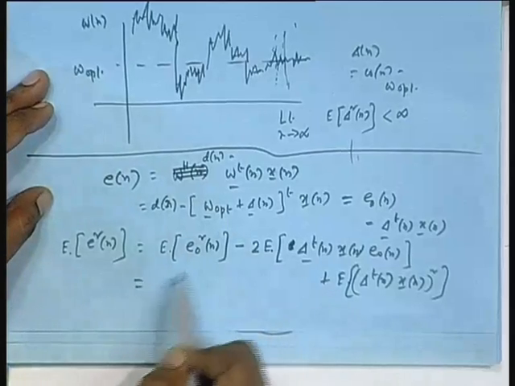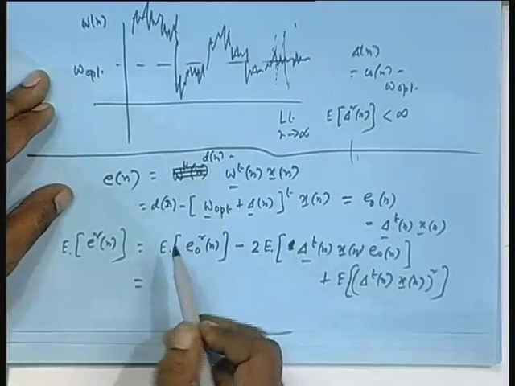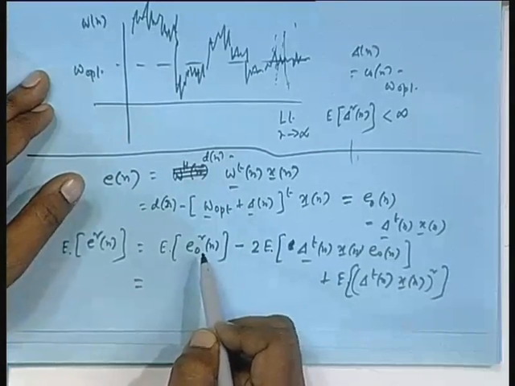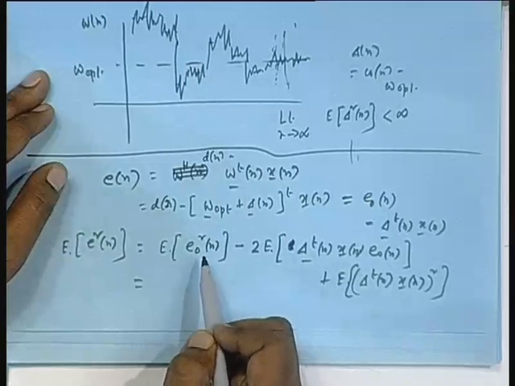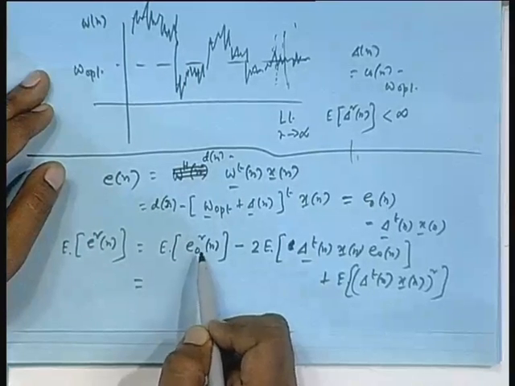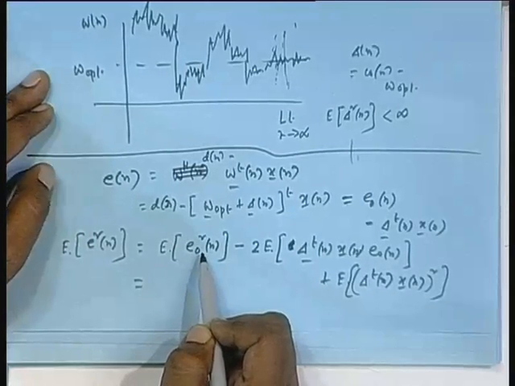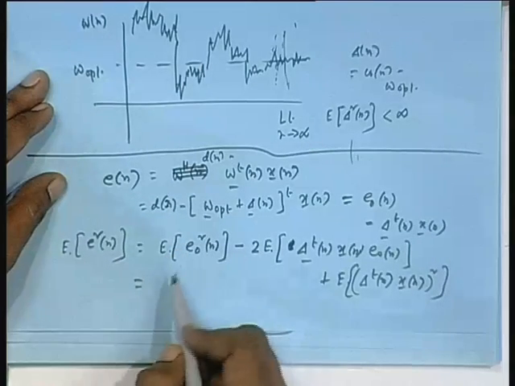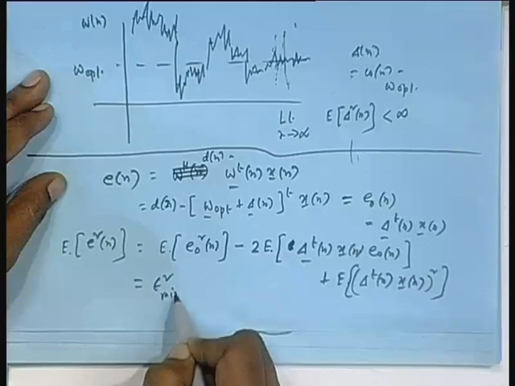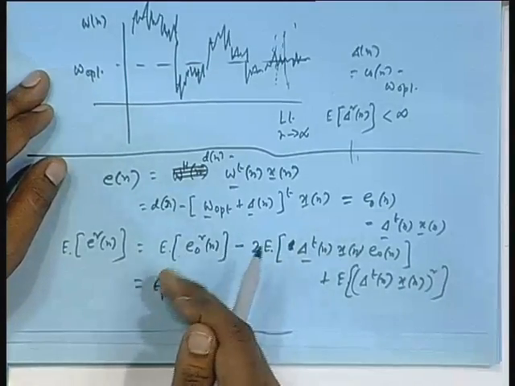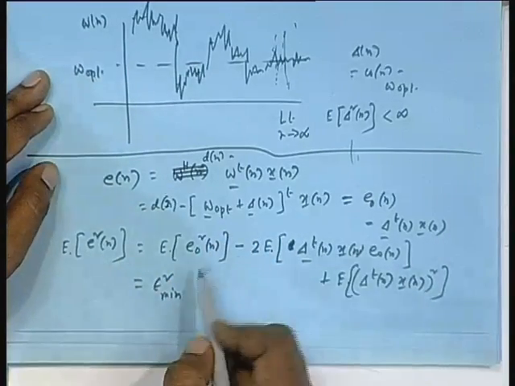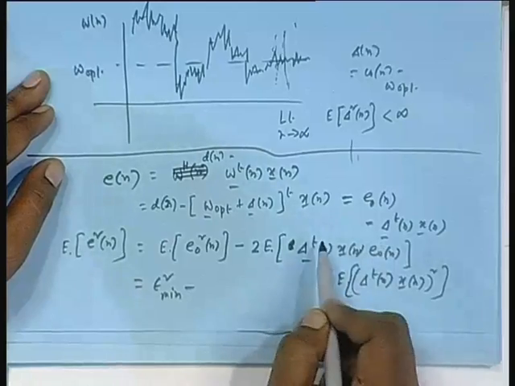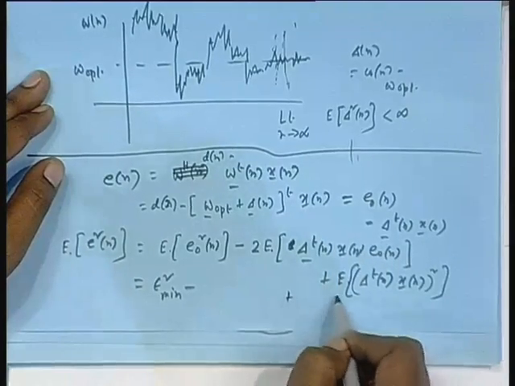This quantity is the best one, the minimum error variance attainable, because it corresponds to the optimal weight. This is the error when you have really put in the optimal weight vector w_opt. So this is the minimum mean square error, which we can call epsilon square min. You cannot have any error variance less than this, minus this quantity plus this quantity. This is as it is.